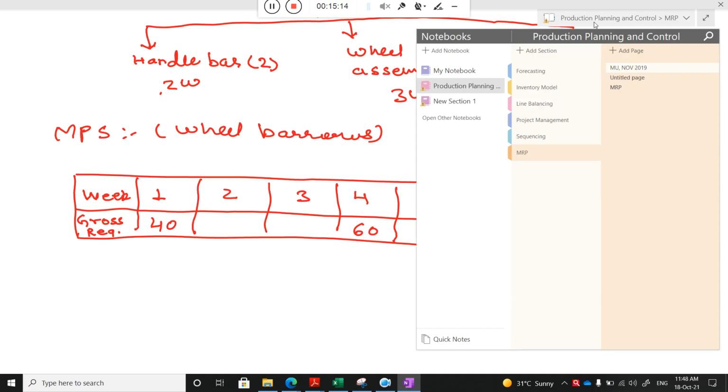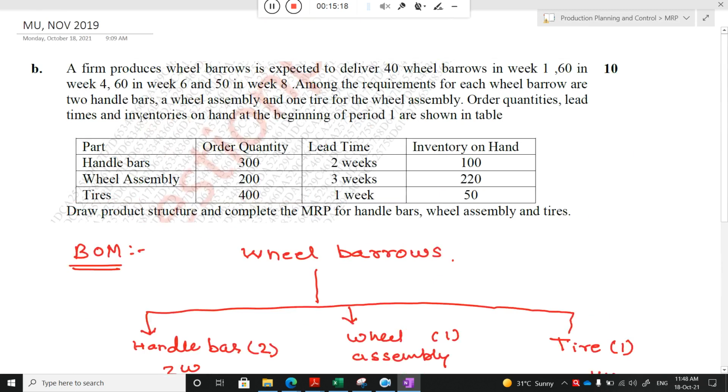Okay. Before that, I need to draw the MRP, right? Now I come to the question. We already know that to draw the MRP we need three inputs. The first one is the bill of material, the second one is the master production schedule, MPS, and the third one is the inventory data.